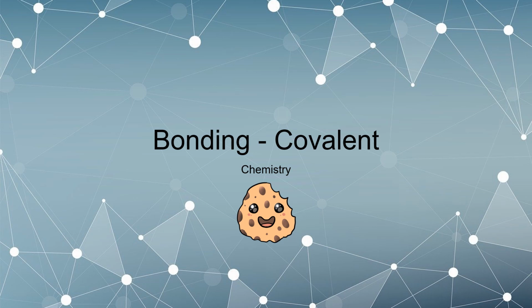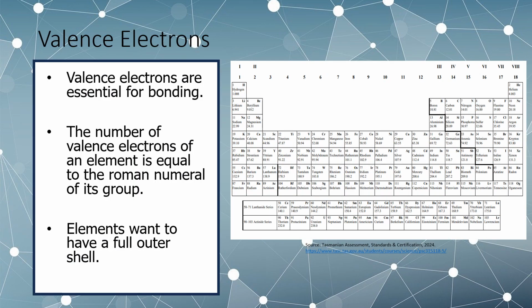In today's video, we're going to be exploring covalent bonding. Before we get into some specifics about bonding, let's remind ourselves about valence electrons. Valence electrons, or that is the electrons in the outermost shell of an atom, are essential for bonding. And we can determine the number of valence electrons of an element by looking at the Roman numeral on our periodic table, as the number of valence electrons of an element is equal to this number.